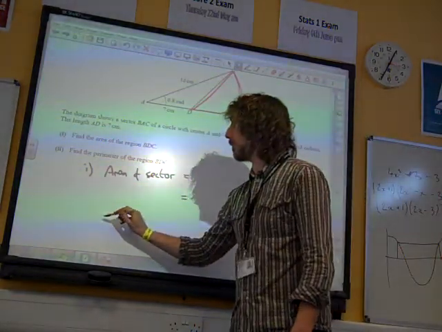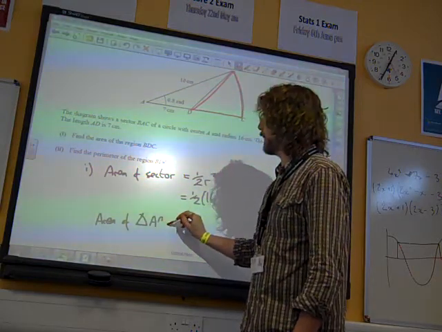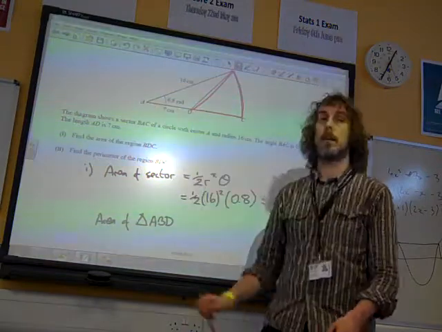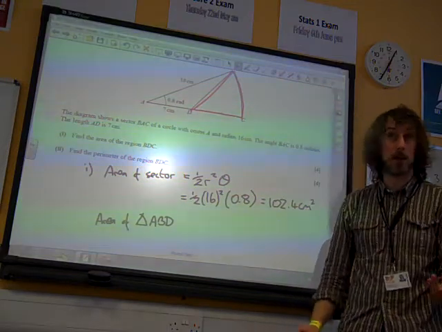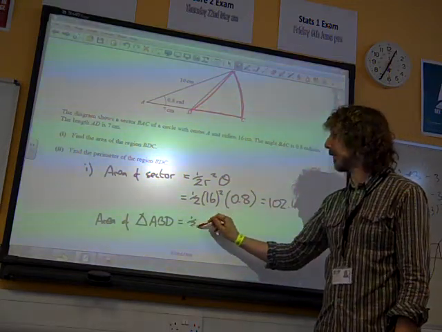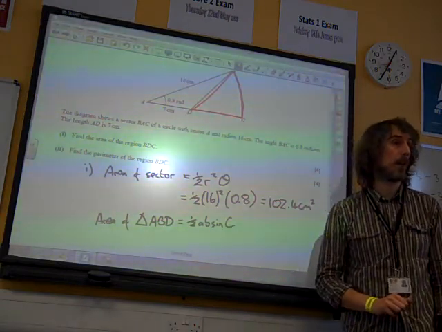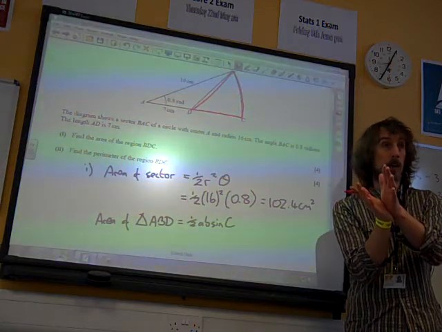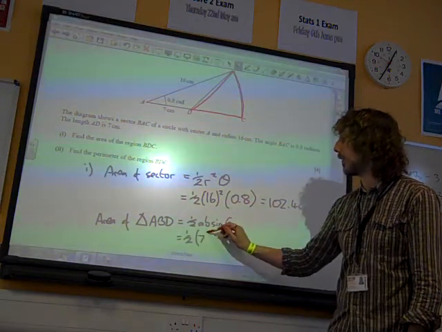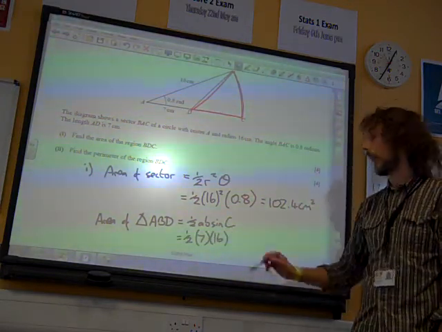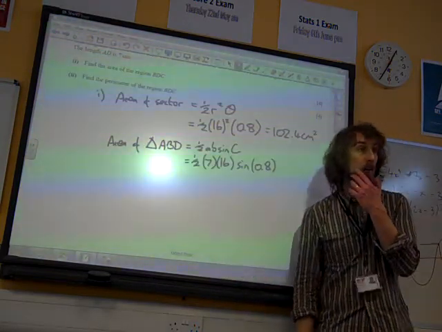Well, that's the triangle ABD. It's that triangle there that we're working out. Let's keep this simple. We've also got the area of a triangle is a half ab sine C. Remember? So it's a half times the two lines that are adjacent to the angle times the sine of the angle. So in this case, that's a half times 7 and 16, the two sides adjacent to the angle, and the angle is 0.8. If it's not already, we have to make sure our calculator is in radians.